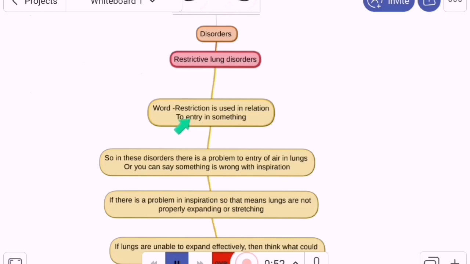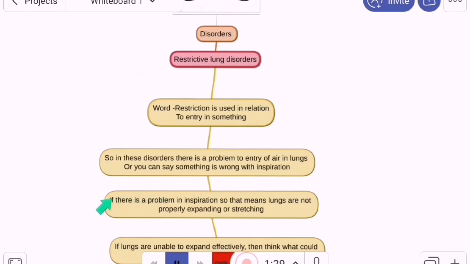So that is the first thing. Now, in restrictive lung disorders, there is a problem with the entry of air into the lungs. Or you can say that something is wrong with the inspiration. That means the person is trying to inspire the air, but he's not able to inspire sufficient air to meet his needs. That means in restrictive type of lung disorders, there is something wrong with the inspiration, right? That is the thing that you need to remember your whole life. Okay. Now, there is a question.